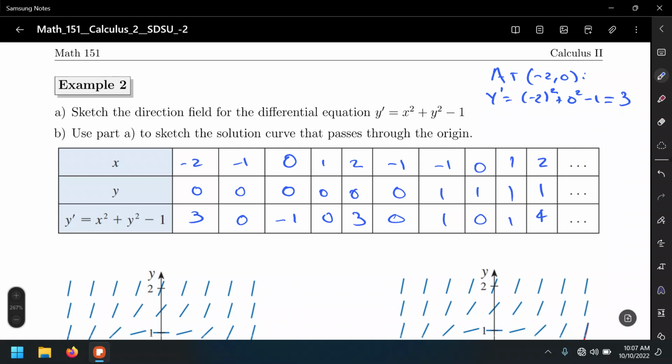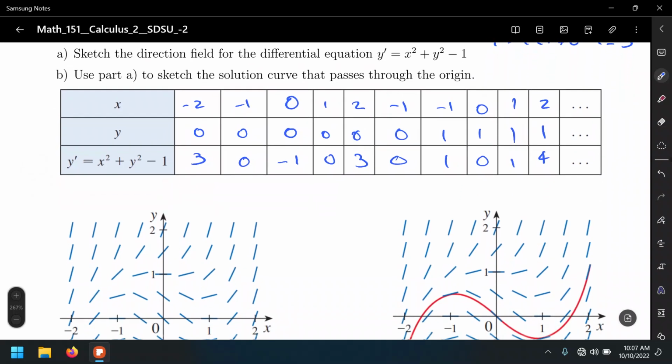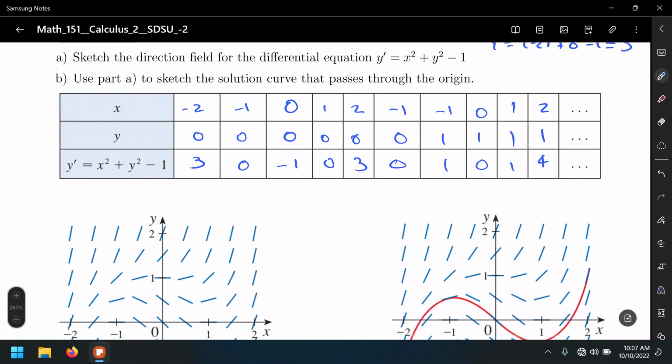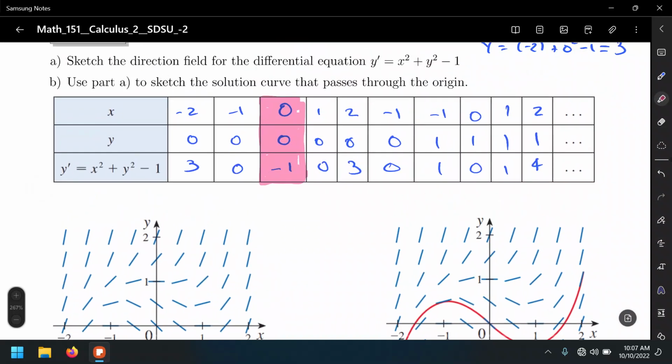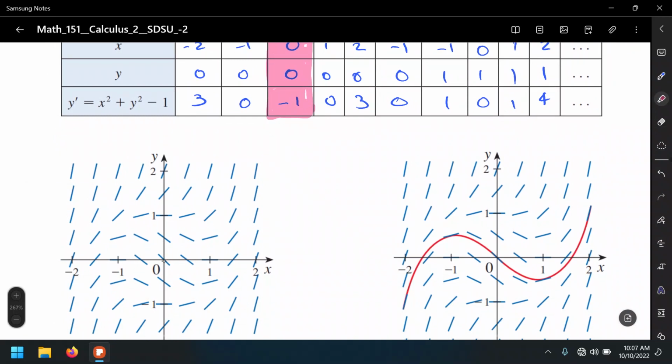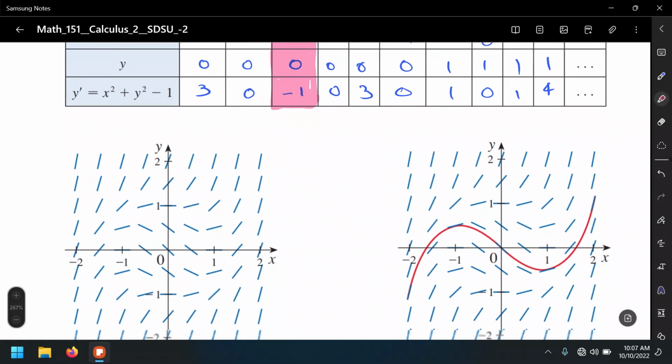All right, so number 1, let's sketch the solution curve that passes through the origin. That is, we need to look for the ordered pair that contains the origin, so that is going to be this point right here. We need to go to the origin and verify that indeed the slope is negative 1. So let's check. Go to the origin. Does that little line have a slope equal to negative 1? According to our calculations, this is consistent.